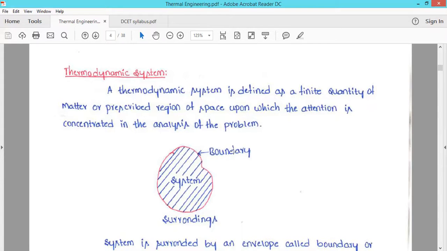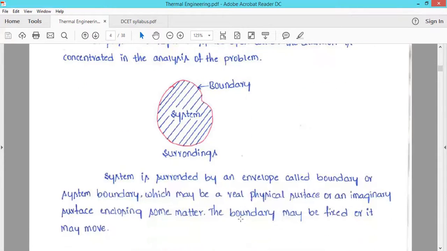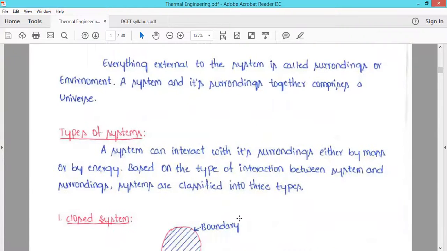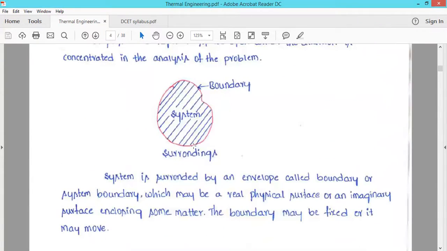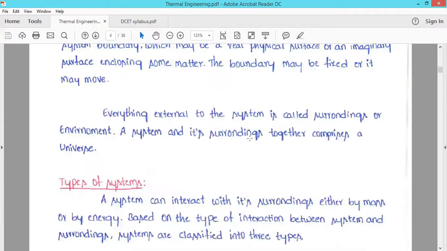Second one is energy interaction. Energy may come into the system or energy is going out of the system, whatever may be the type of energy. It may be heat energy, whatever it may be, right? And system plus surroundings, if we consider both system and surroundings, then it will constitute the universe, right?